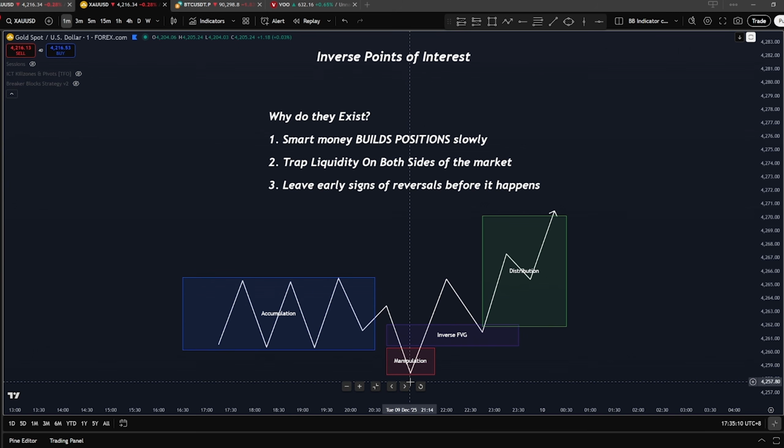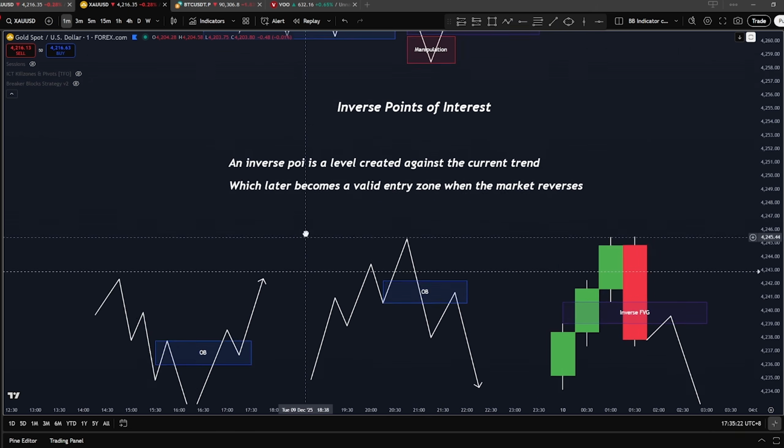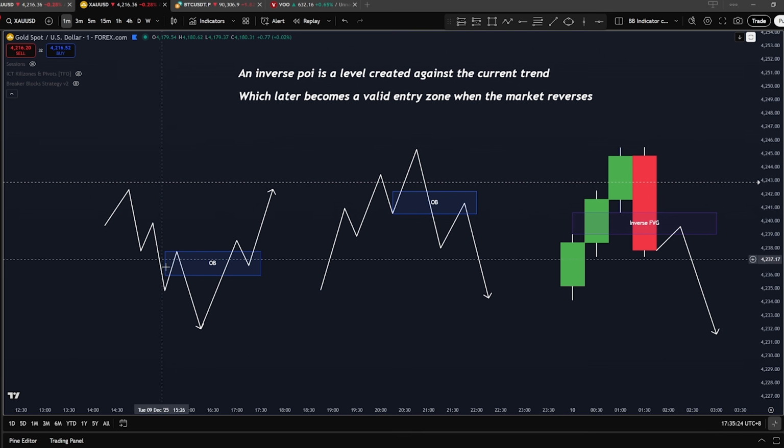That's number one. Number two, when you have inverse points of interest, what actually happens is you trap both sides of liquidity in the market. For example, earlier on, we mentioned order blocks. Order blocks right here is where the market is supposed to give you sells. So those that were looking for sells here and execute without any confirmations, they get stopped out.